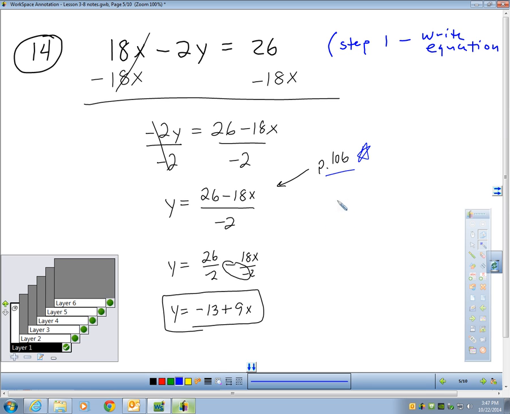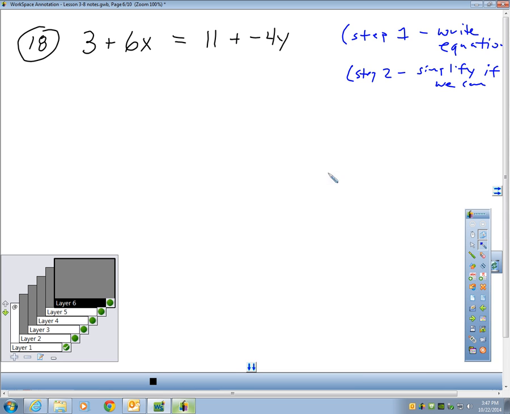If you need to review that, go back and take a look at page 106. The problems number 33 to 41 were the list of problems for that, and this was one of our I cans back in chapter 2. I can simplify a fraction that involves a fraction bar and multiple terms. Okay? Let's do another one, number 18. Again, write the problem. Try to simplify each side if we can. I can't right now. I have to isolate y.